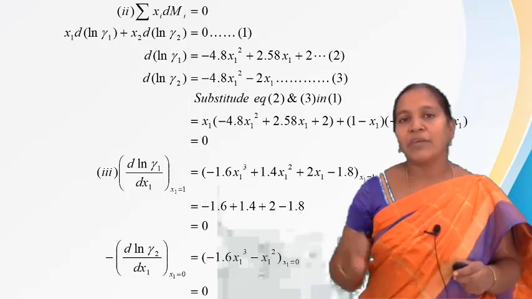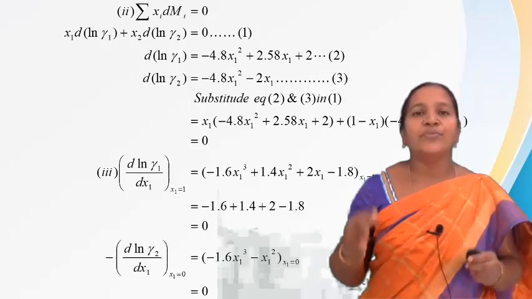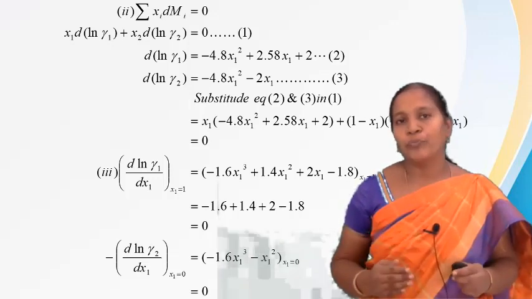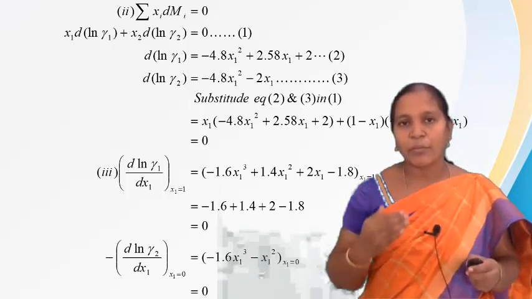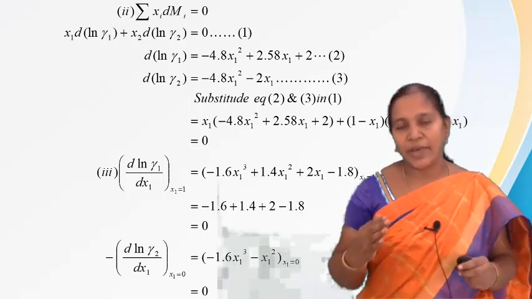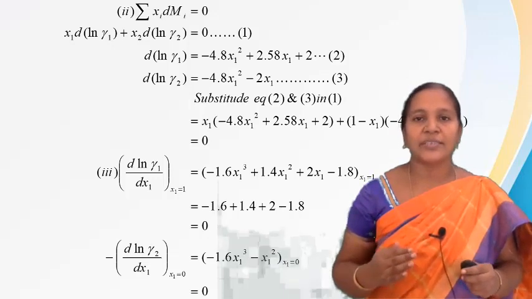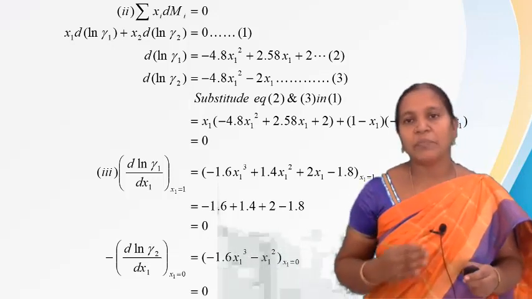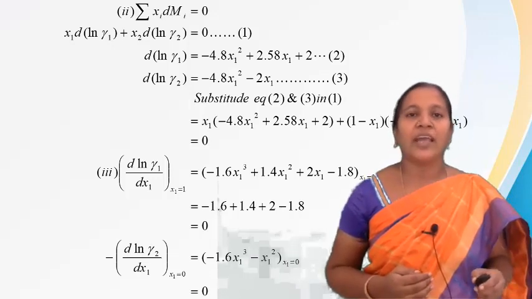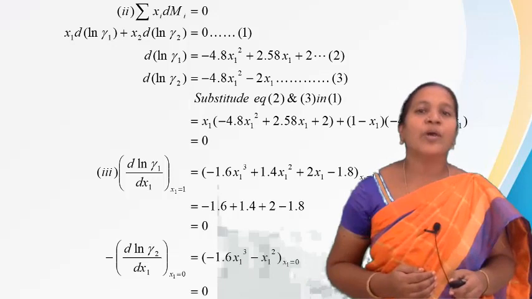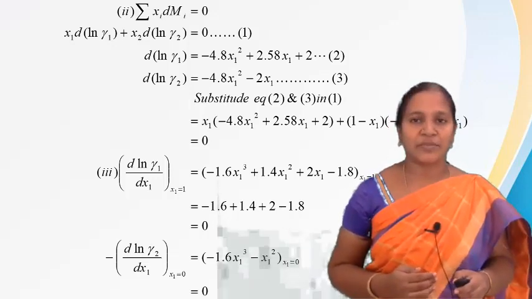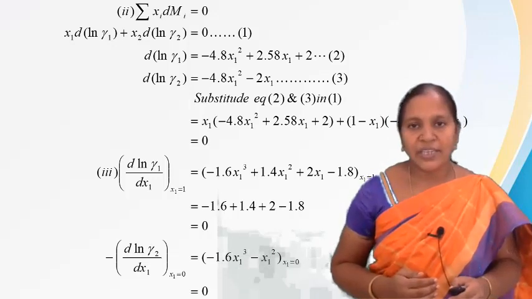Now differentiate ln gamma 1. That is equal to minus 4.8 x1 squared plus 2.8 x1 plus 2. Denote it with equation 2. Then differentiate ln gamma 2 with respect to x1. That is minus 4.8 x1 squared minus 2 x1. And denote it with equation 3.